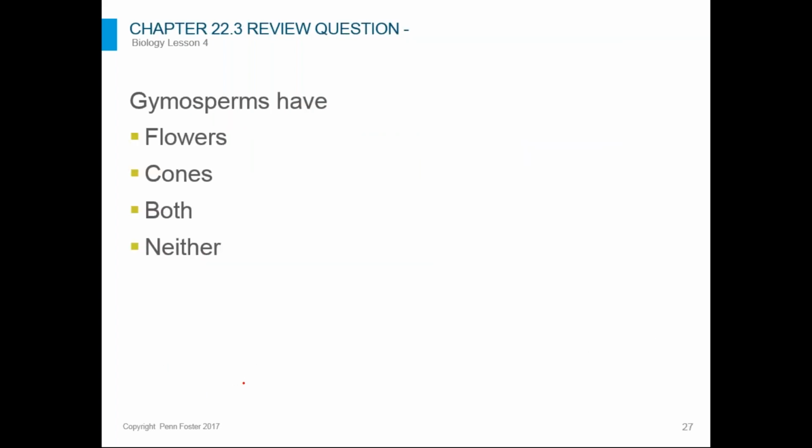And that's the end of section 22.3. So that's pretty much all that was about. So quick review, gymnosperms have what? Flowers, cones, both, or neither? So think about what your answer is while I check the chat here.